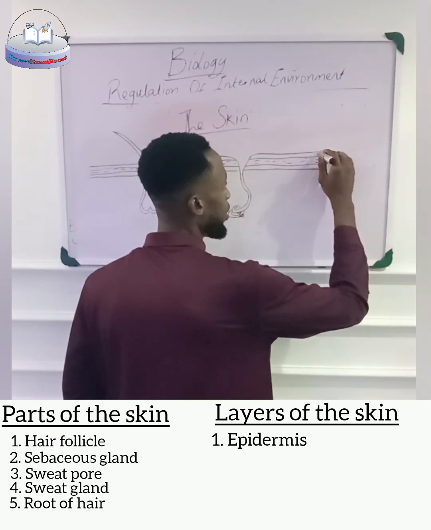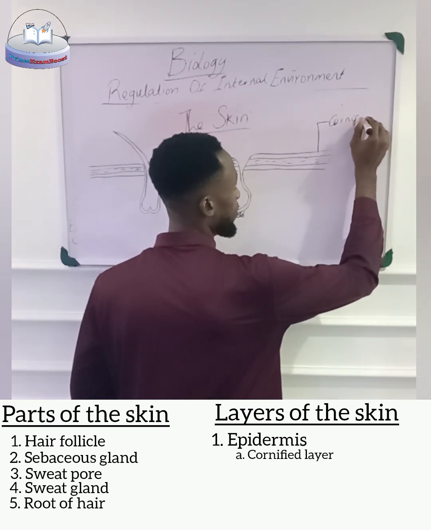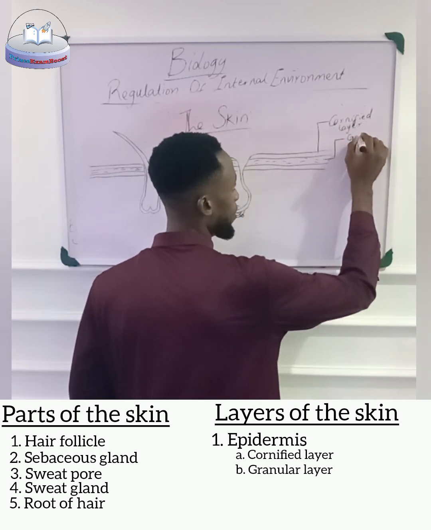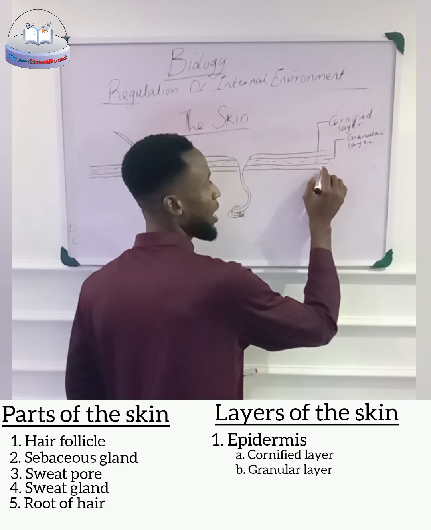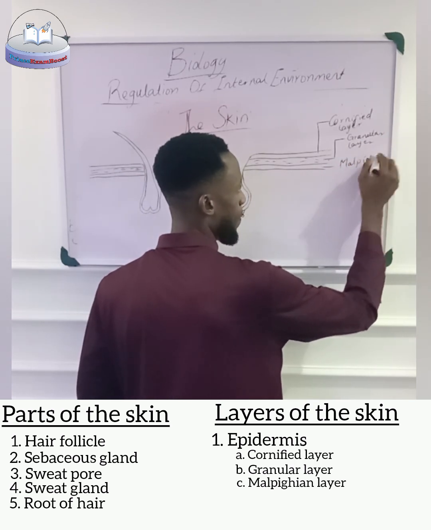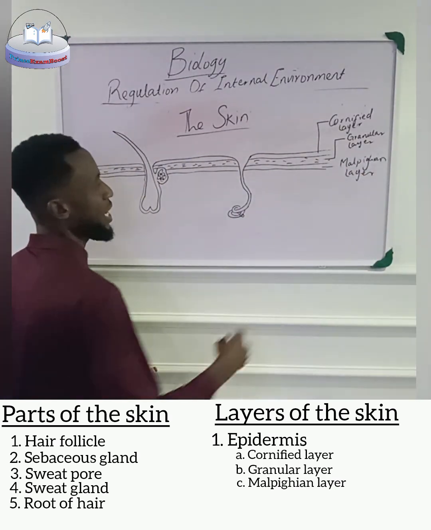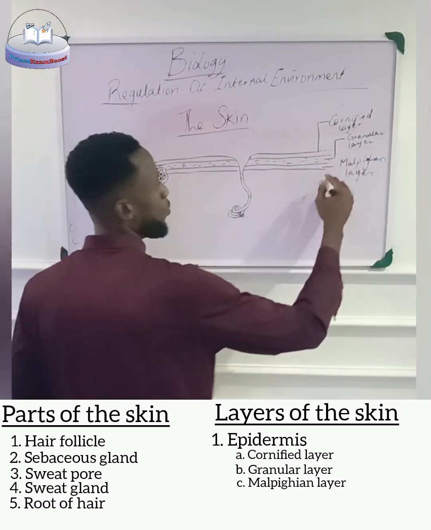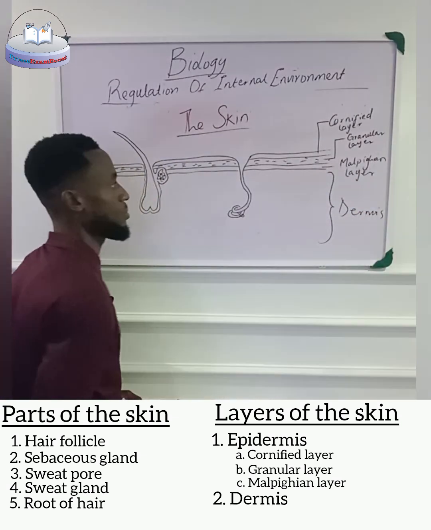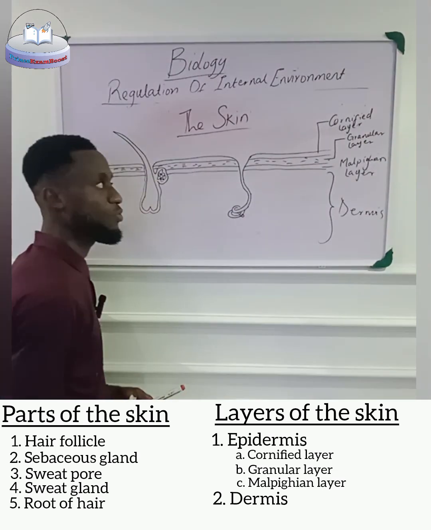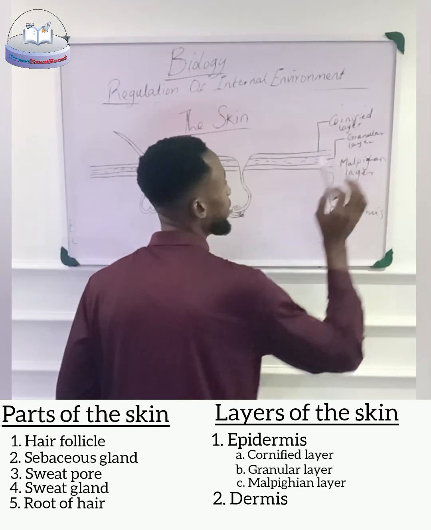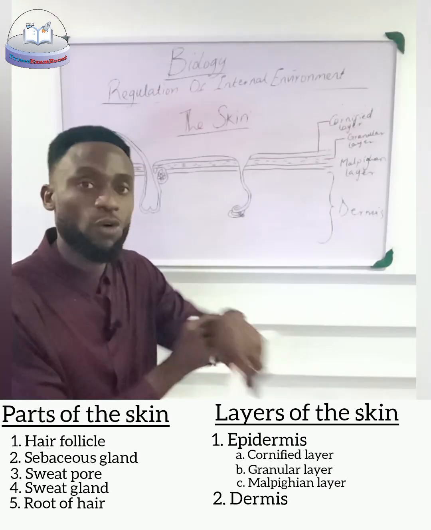So these three are the cornified layer. The middle layer is the granular layer. And the last but not the least is the malpighian layer. Okay, which means that if these three layers make up the epidermis, whatever you find below that makes up the dermis. The cornified layer is made up of mostly dead cells. The granular layer has living cells. The malpighian layer contains the pigment or color of the skin.